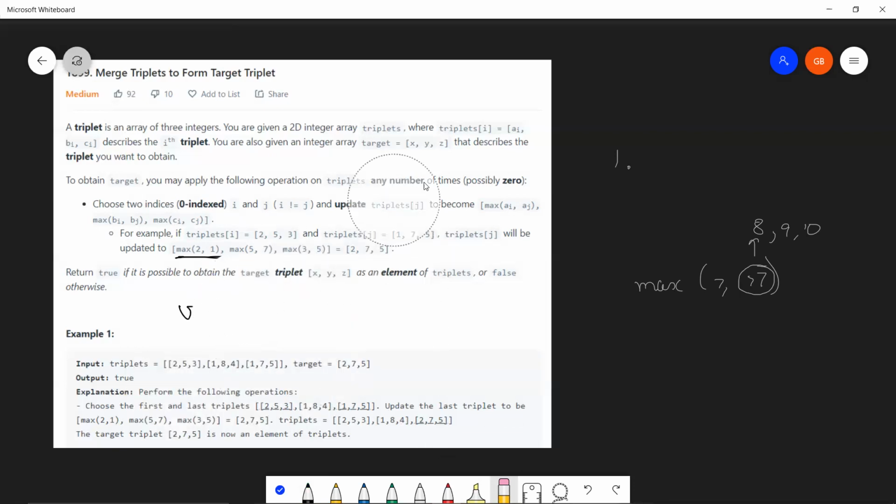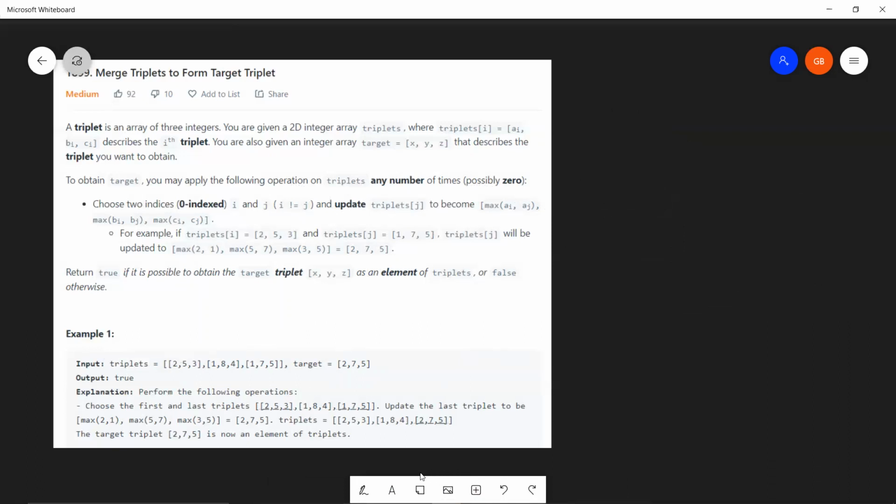Now I'll ask you to pause the video over here because this question is actually very simple to code. You can just go to a compiler and try it on your own. If, however, you are not able to write the code for this question, let us discuss the pseudocode.